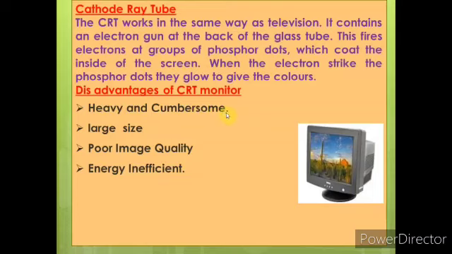Cumbersome means it is difficult to carry. We cannot carry it easily because these monitors were very heavy. It is very difficult to carry them from one place to another. Large size, poor image quality, and energy inefficient. So due to these disadvantages, cathode ray tubes are not in use.